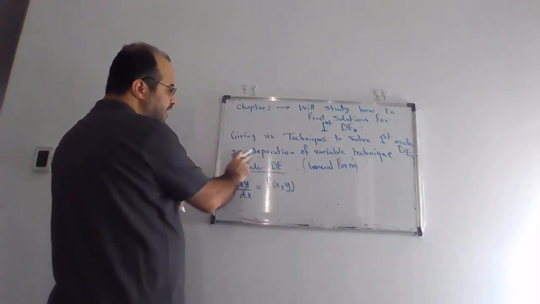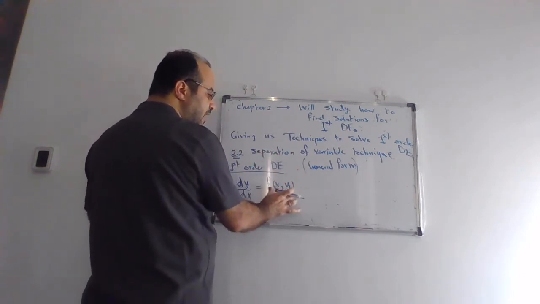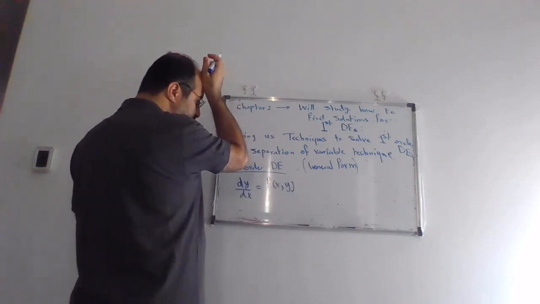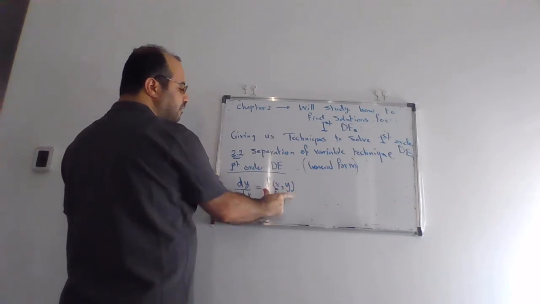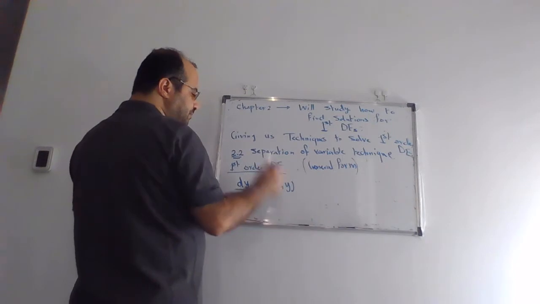Now this technique here, separation of variables, means that your f is going to have more than one variable and you need to separate them, right? So you have only the first derivative here, and every expression in x and y is on the right hand side.